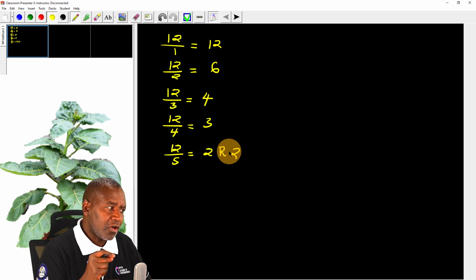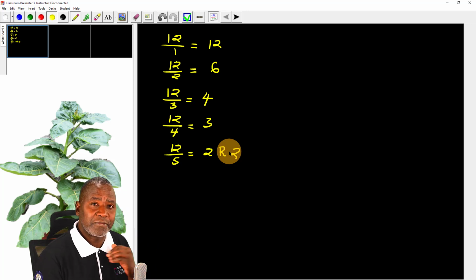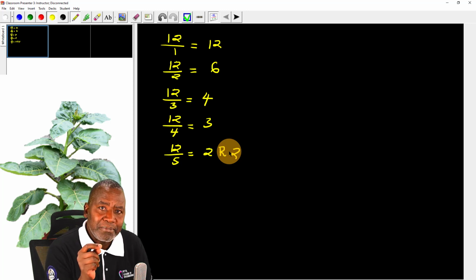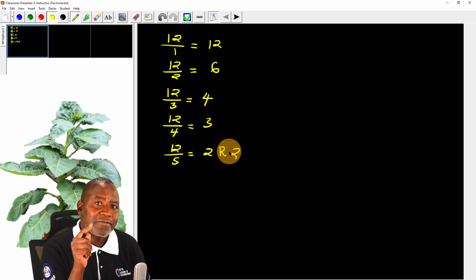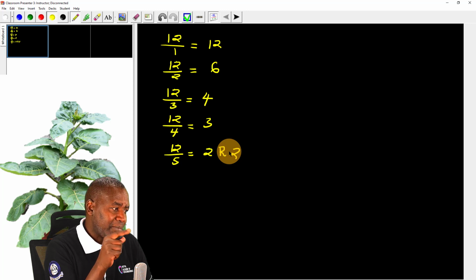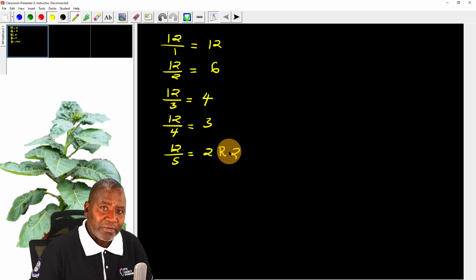For example, factors of number 12 will be 1, 2, 3, 4, but 5 is not a factor of number 12. So factors of a number mean those numbers which divide that number without a remainder. If there is a remainder, then that number is not a factor of the number whose factors you are required to determine. In other words, in this case, 5 is not a factor of 12. Are there other factors of number 12?